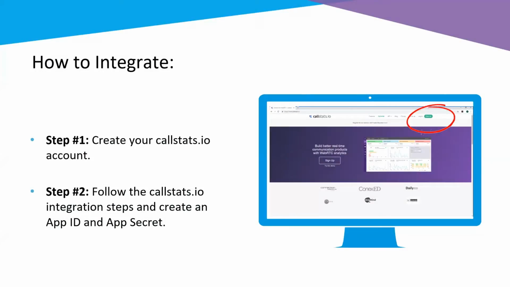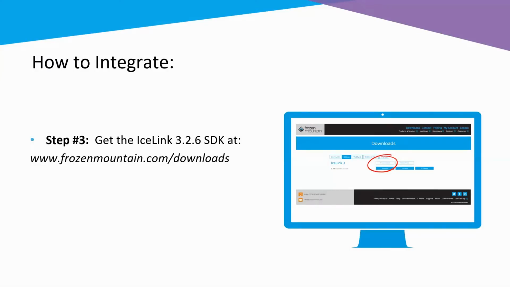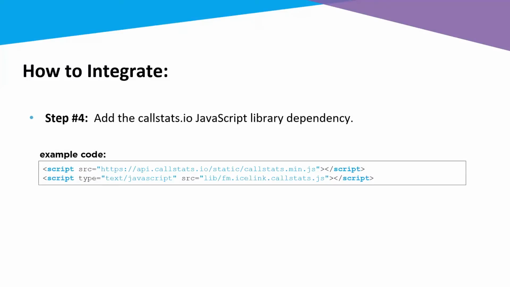To integrate callstats, it's really quite simple. First, you create a callstats.io account, and you'll follow the integration steps on how to create an app ID and app secret. I'll show you how to do that shortly afterwards. Then of course you need to download IceLink. The latest version is 3.26, so you can get that from frozenmountain.com/downloads. Once you've got a callstats.io account and downloaded the SDK, you can check out one of our examples.